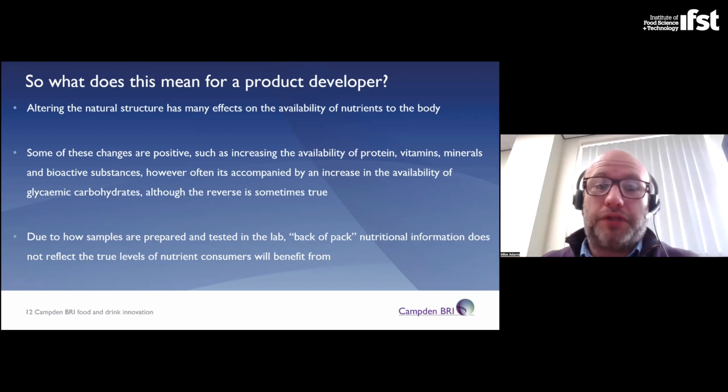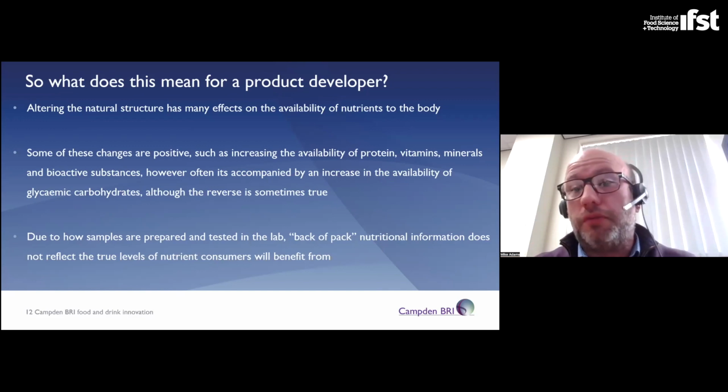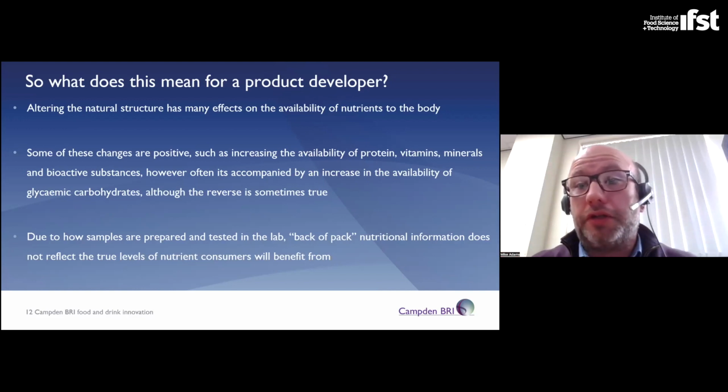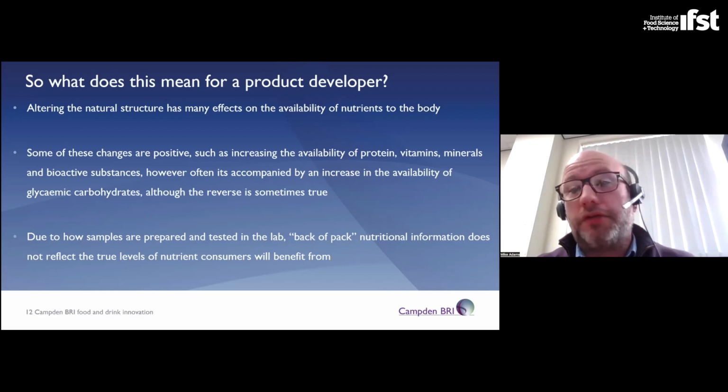And due to how samples are prepared and tested in the lab, back of pack nutritional information often does not truly reflect the nutrients consumers will benefit from. And that is true in micronutrients, and it's also true in macronutrients. Often it involves expensive testing with cell lines or animals or even humans in order to get a truly accurate understanding of availability. And more attention is being paid to the fact that what it says on the back of pack, certainly with vitamins and minerals, often bears little resemblance to what consumers actually benefit from.